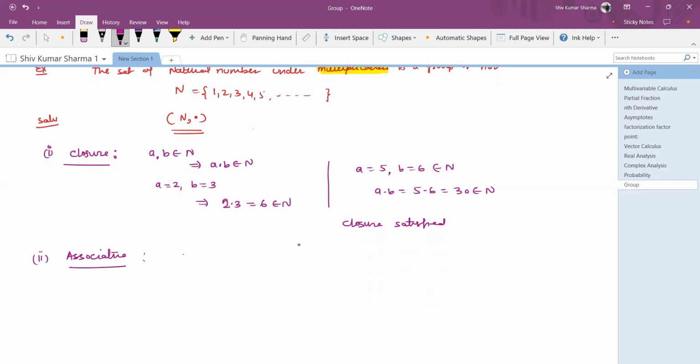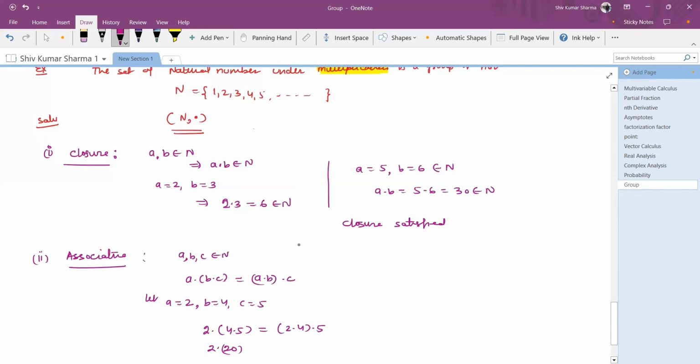For associative, we take three elements. So that means A, B, C belong to the set of natural numbers. Then we see that (A into B) into C is equal to A into (B into C). Suppose we consider A equal to 2, B equal to 4, C equal to 5. Then (2 into 4) into 5 is equal to 2 into (4 into 5). So 4 into 5 is 20, and 2 into 4 is 8. Then 8 into 5.